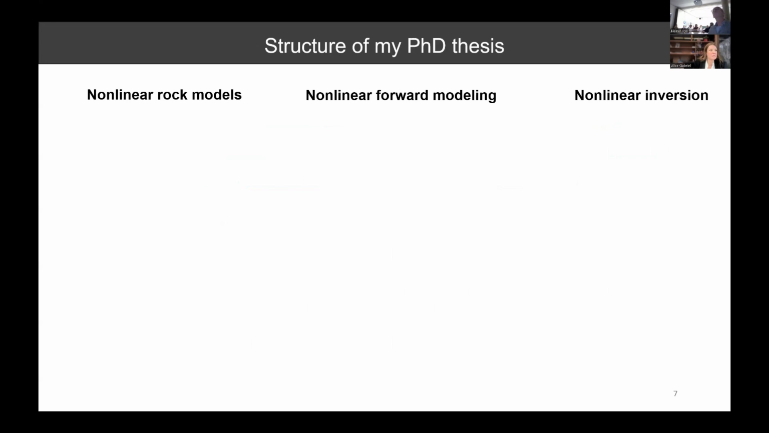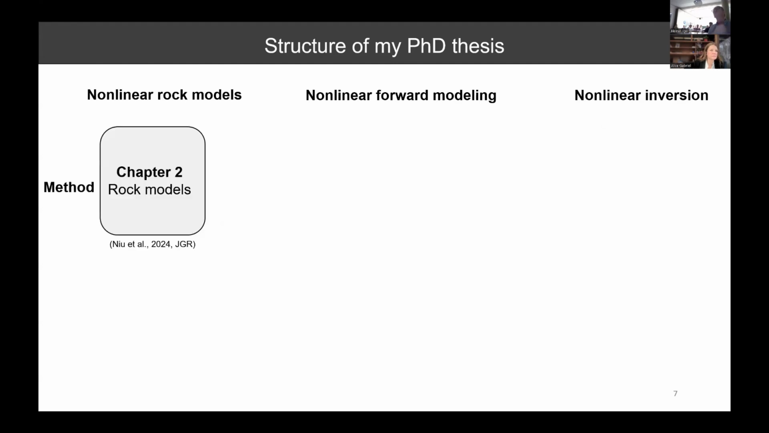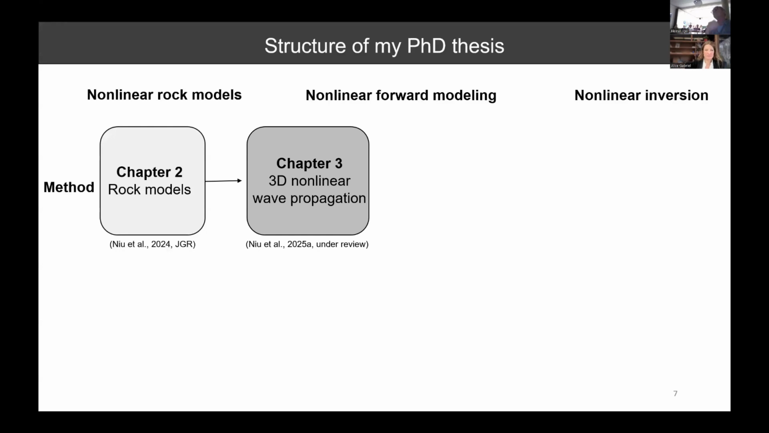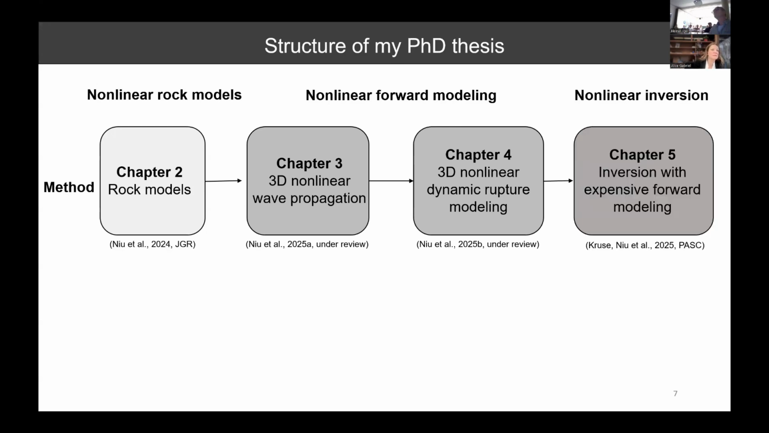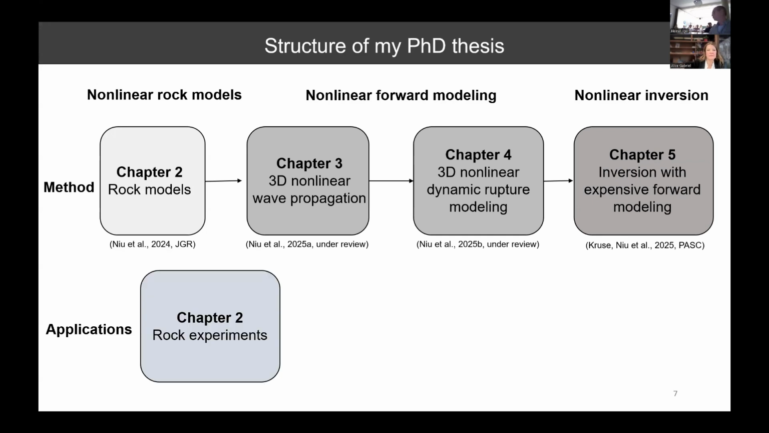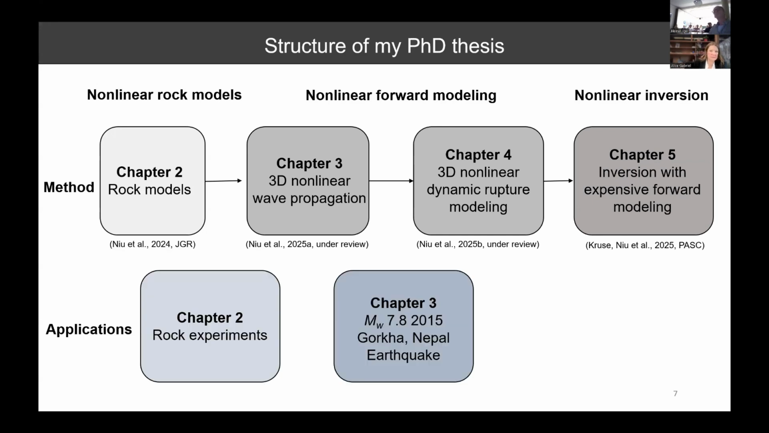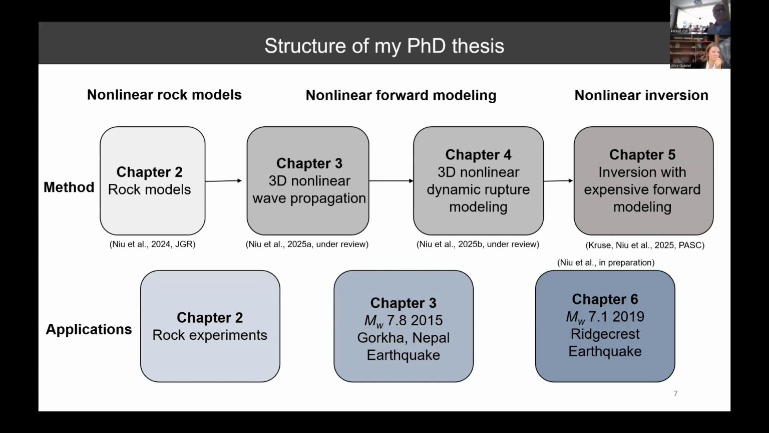Here is the structure of my PhD thesis. It contains three major elements: the nonlinear rock model, the forward modeling, and the inversion. I came up with the rock models in chapter 2, and then in chapters 3 and 4, I came up with the algorithms and numerical software to simulate this effect in 3D. And in the second last chapter, I derived the method for the inversion. For the applications, for the models, I compared with rock experiments. For the forward modeling, I applied it to the Gorkha earthquake that I showed in the very first slide. And for the inversion, I applied it to the 2019 Ridgecrest earthquake.